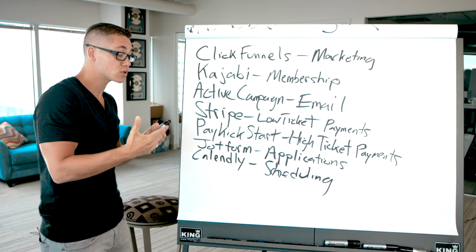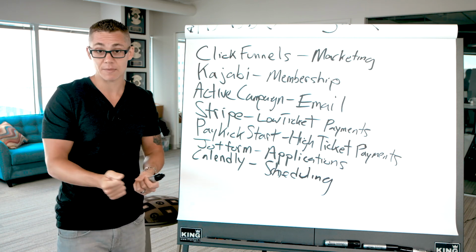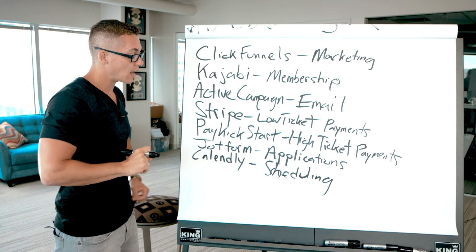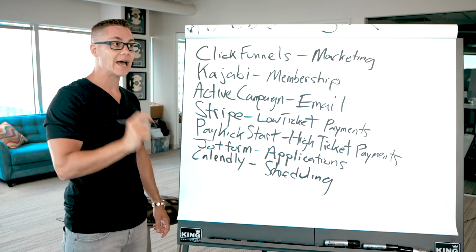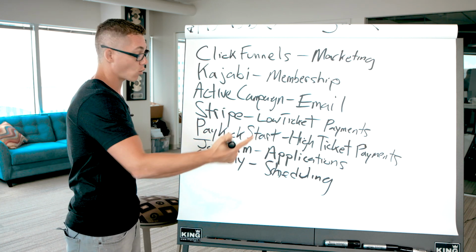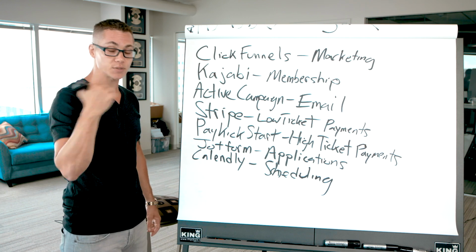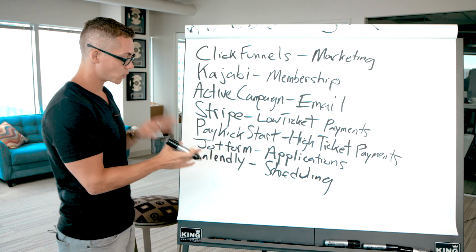We used to use, I forgot the name of it, Schedule Once, but I like the interface of Calendly more, and Calendly now offers round robin. So if you have multiple sales reps or multiple people at your company, it can rotate. And I like that feature, and that's why we use Calendly now. So that's what we use for that.